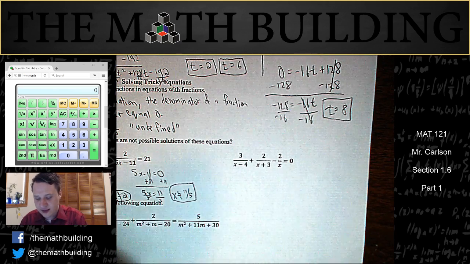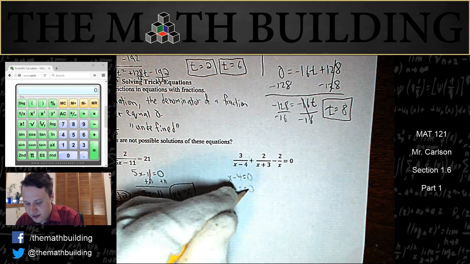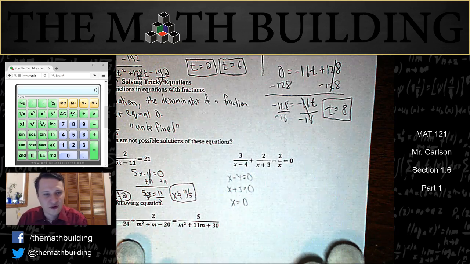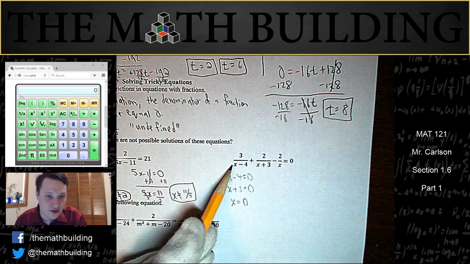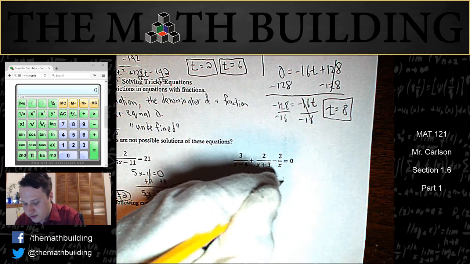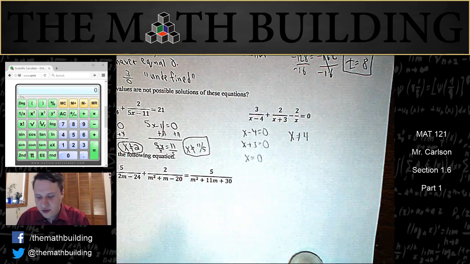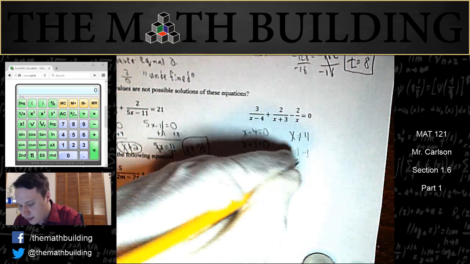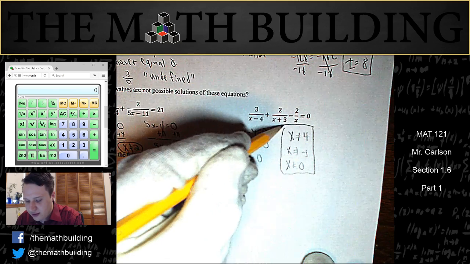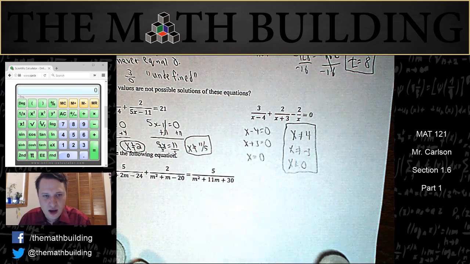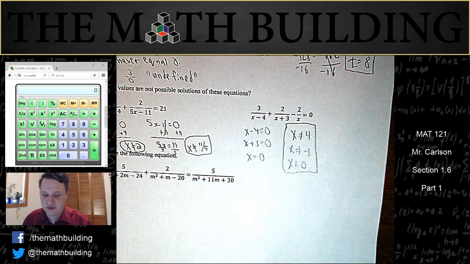Hopefully you paused the video and got the answers. You just set each fraction denominator equal to 0 to find out what values x can't be. If you're good at this, you might be able to just do it in your head. If you look at this, it's obvious that x can't be 4, because if it was, 4 minus 4 would be 0. On the next one, we have x plus 3, so x can't equal negative 3, and x can't be 0. So here are the three values that x cannot be in this equation. Those would be restrictions on the domain, restrictions on the inputs of the equation.